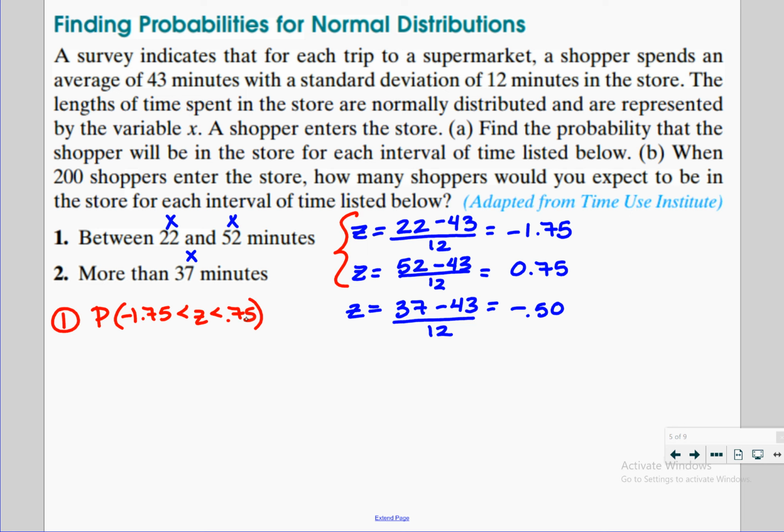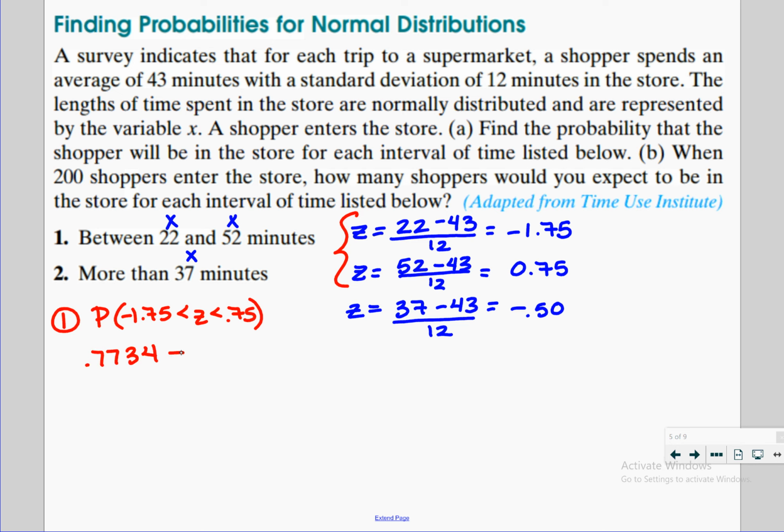Okay, and we know if we're calculating a probability between two z-scores, we want to do bigger minus smaller. So I'm going to look up the bigger one first, which is always going to be the positive one because that guy's further to the right on my curve. So 0.75, if I look up that cumulative area or cumulative probability, I get 0.7734.